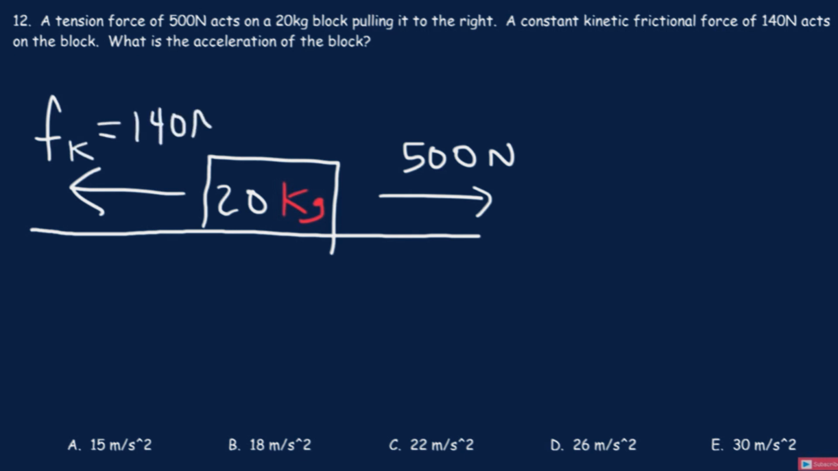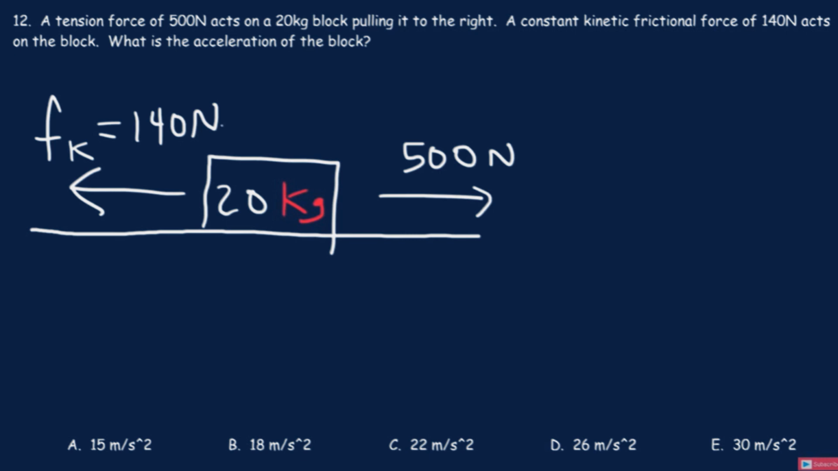Kinetic friction always opposes motion. So if the block is sliding to the right, the kinetic friction force is directed to the left. If the block is sliding to the left, kinetic friction will point to the right.